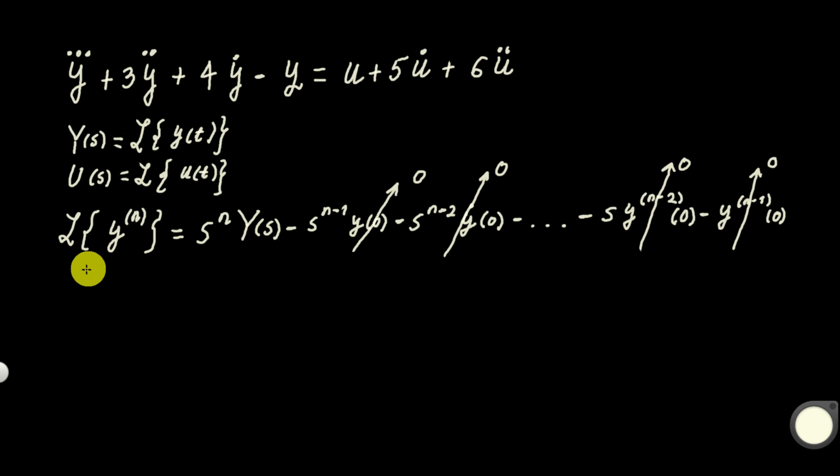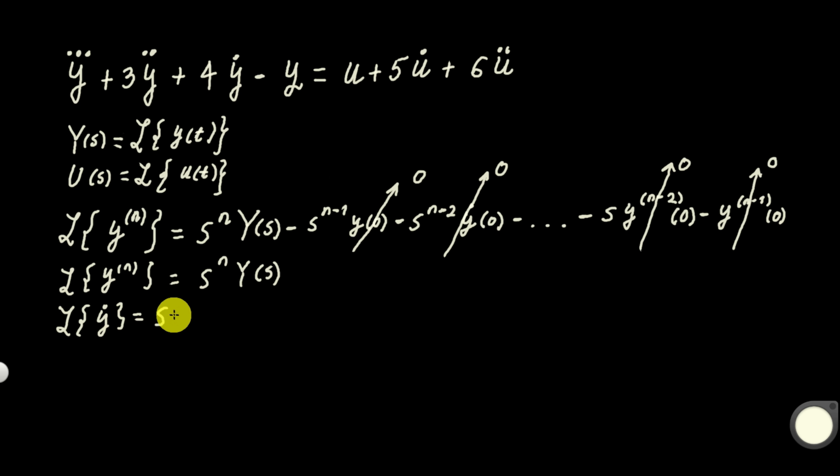And following this reasoning, we will have that the Laplace transform of the nth derivative of the output is simply equal to s to the power n times Y of s. Following this line of reasoning, we will have the following. The Laplace transform of Y dot will simply be s multiplying Y of s, and the Laplace transform of the second derivative of Y will simply be s squared Y of s.